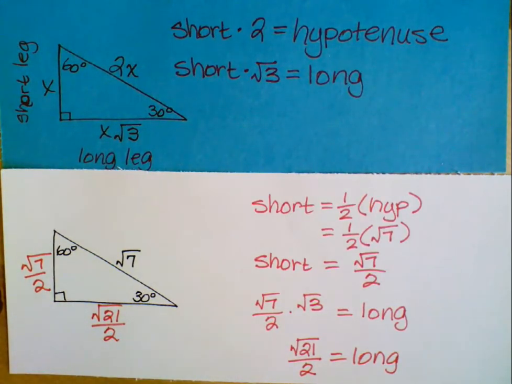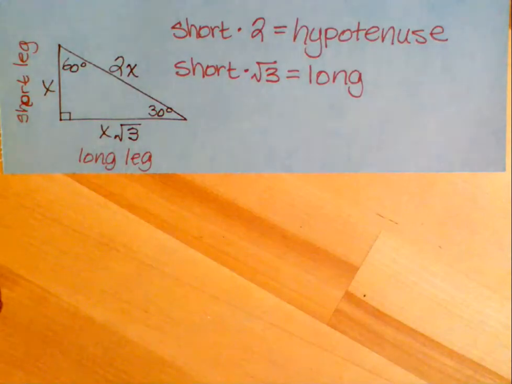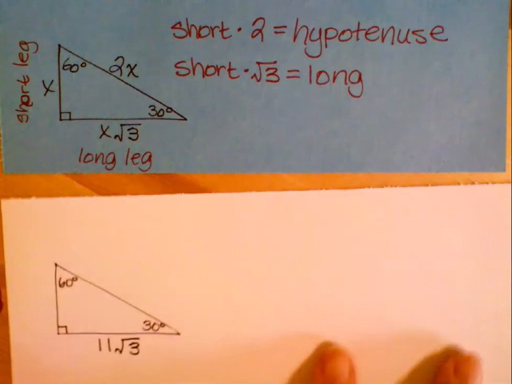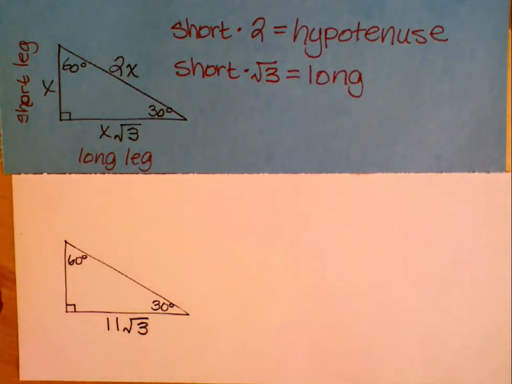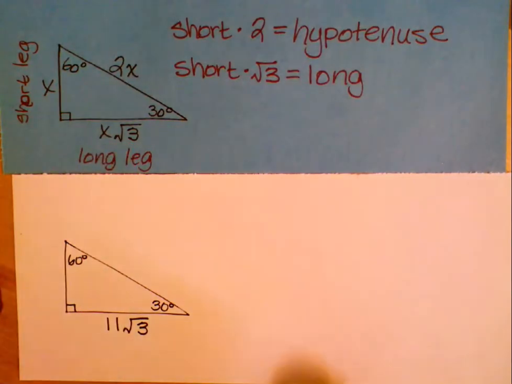So we've now looked at examples where you're given the length of the shorter leg, and we've looked at some examples where you're given the length of the hypotenuse. Last thing we need to look at are those where you're given the length of the longer leg. And in this case, we're going to start with one where the length of the longer leg has a radical 3 in it, just like we see in the original form.